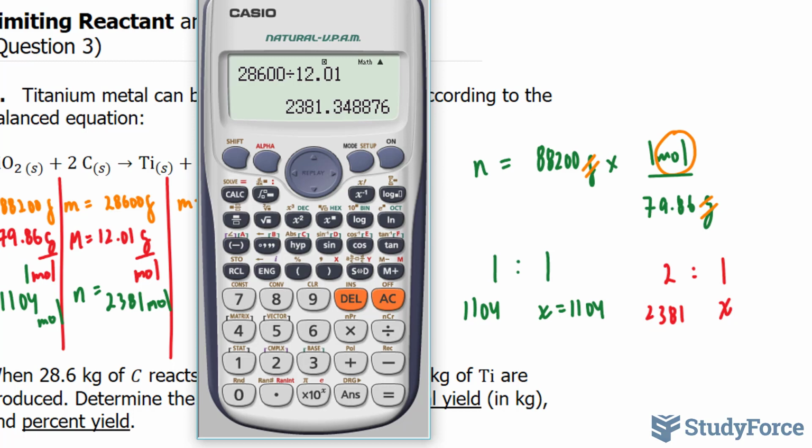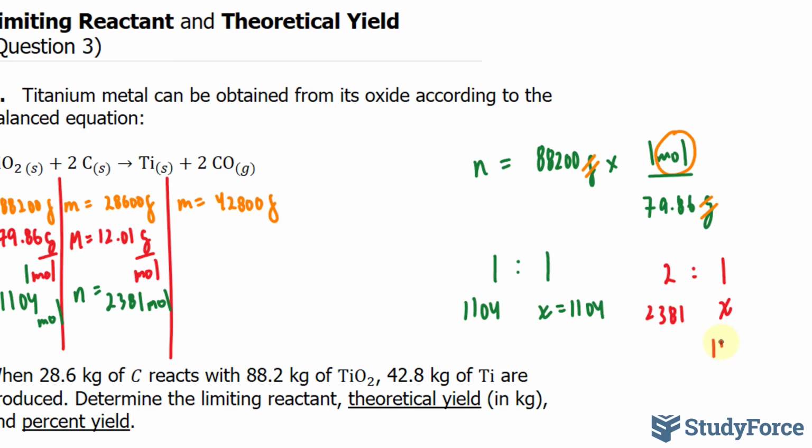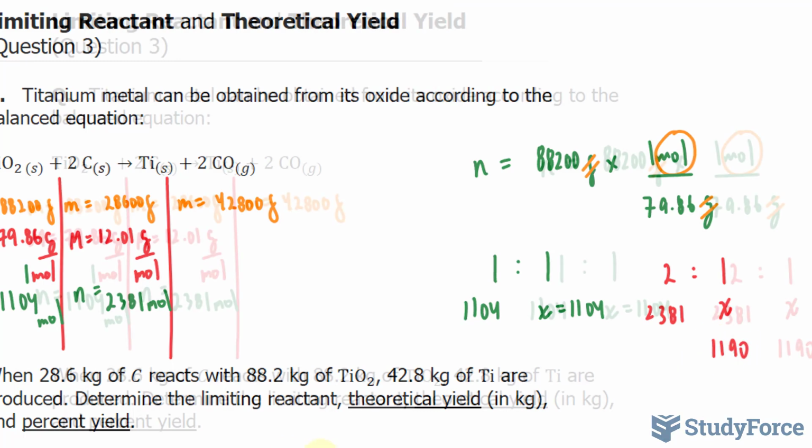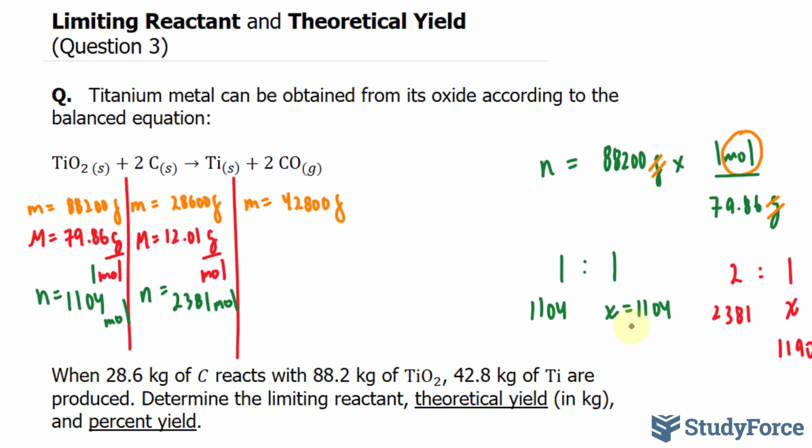It's a simple algebraic statement. So 2,381 times 1 divided by 2 gives us 1,190. Notice that this amount is larger than 1,104. So titanium dioxide is our limiting reactant. This is our limiting reactant. And the number of moles of titanium is 1,104.